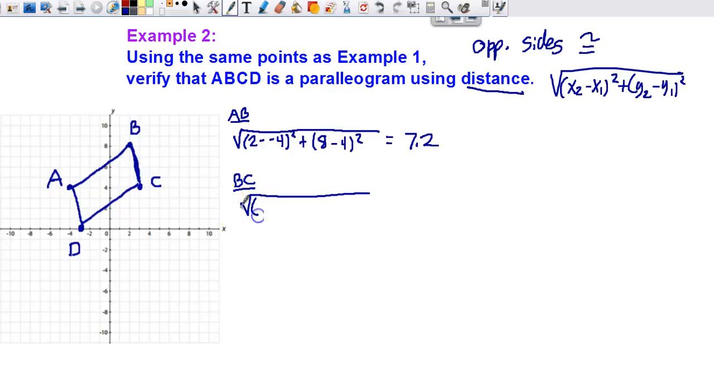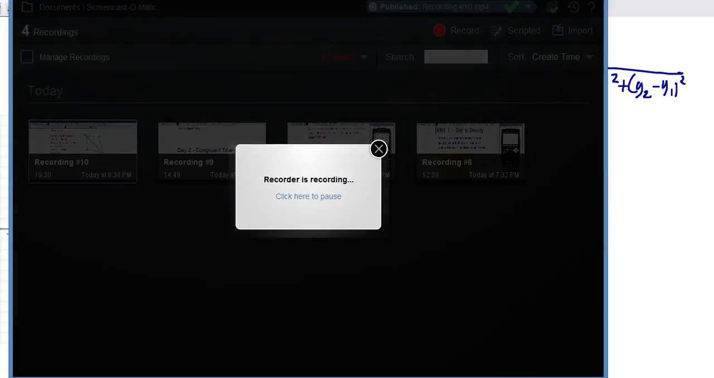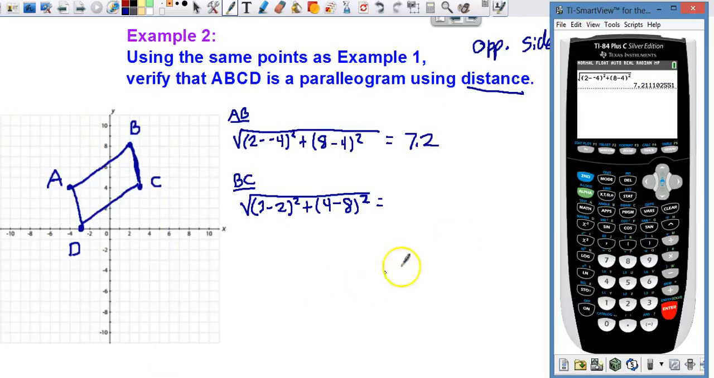The x values are going to be 3 and 2. So 3 minus 2. The y's will be 4 and 8. So 4 minus 8. And getting that distance, we get, oops, sorry. 3 minus 2 is 1, 1 squared, plus 4 minus 8, which is negative 4.